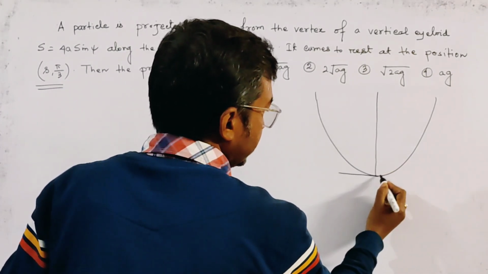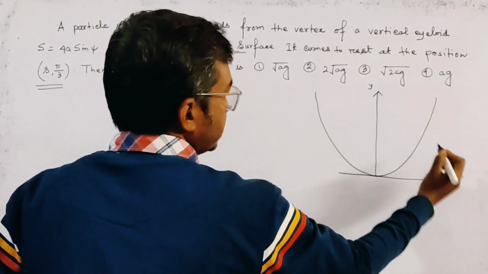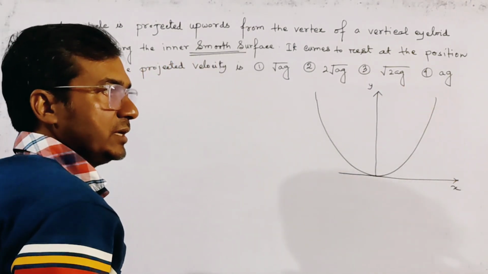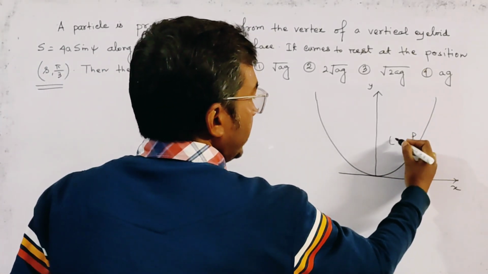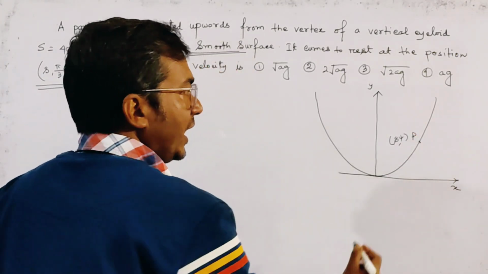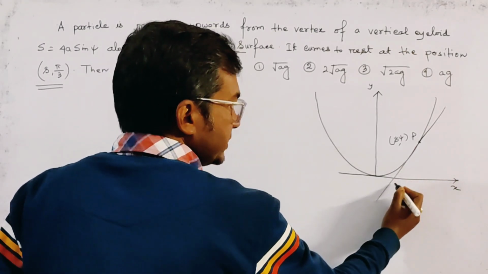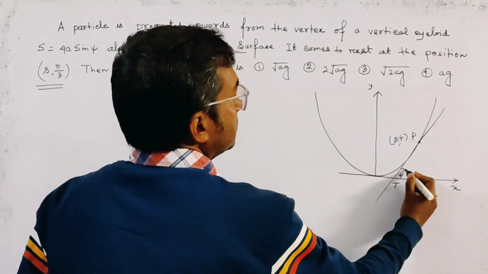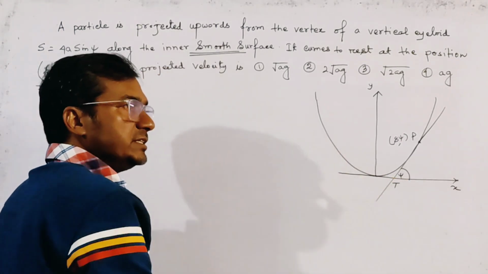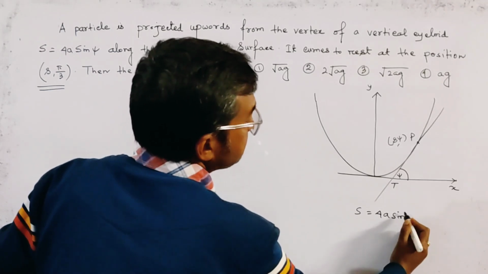Let this be the tangent at the vertex, and this is the vertical upward direction, the y-axis, and let this be horizontal, the x-axis. Let P be any position of the particle where the coordinate is (s, psi), and we draw a tangent to the cycloid at the point P. Let it meet the positive x-axis at T, and the angle of inclination of the tangent with the positive x-axis is psi. It is also given that the equation is s equal to 4a sin psi.